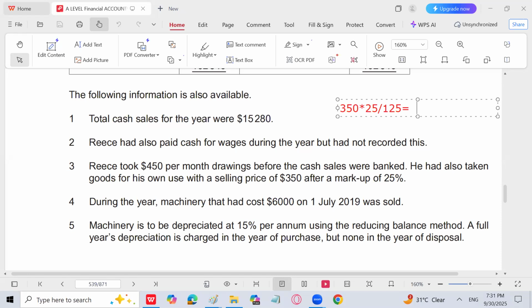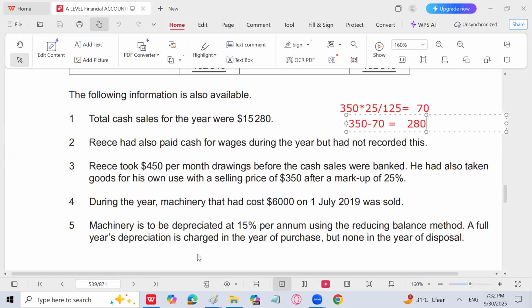So 350 into 25 over 125. What is the answer? 70. So now I will subtract 70 from 350. 350 minus 70, I will get the cost price. 280 is the cost price of goods drawing.